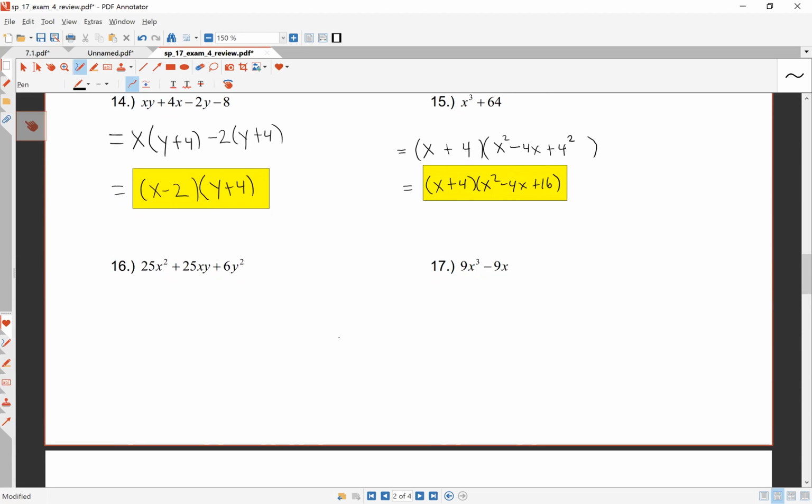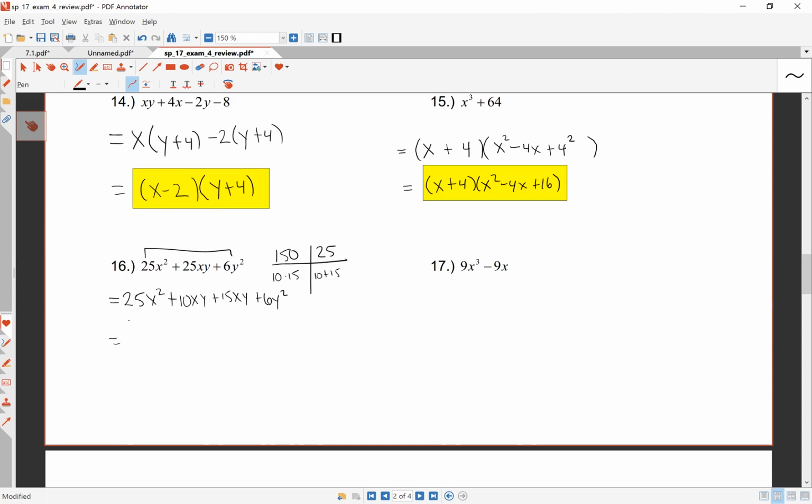Number 16, the first term is a 25x squared. That looks like a perfect square, but the last term, 6, is not. So we just have to use AC method. 25 times 6 is 150. That adds to 25. 10 times 15 is 150, and 10 plus 15 is 25. So we replace 25xy with 10xy plus 15xy plus 6y squared.